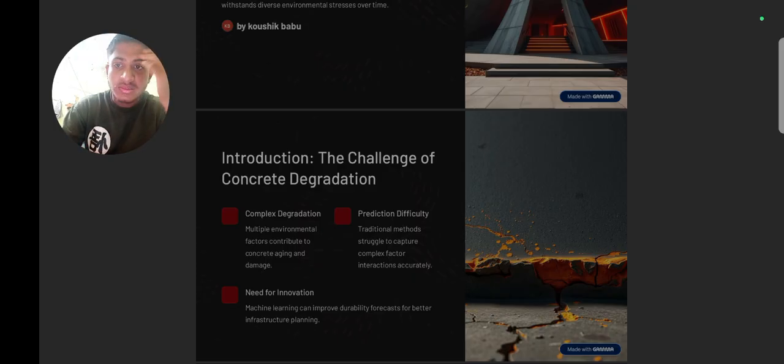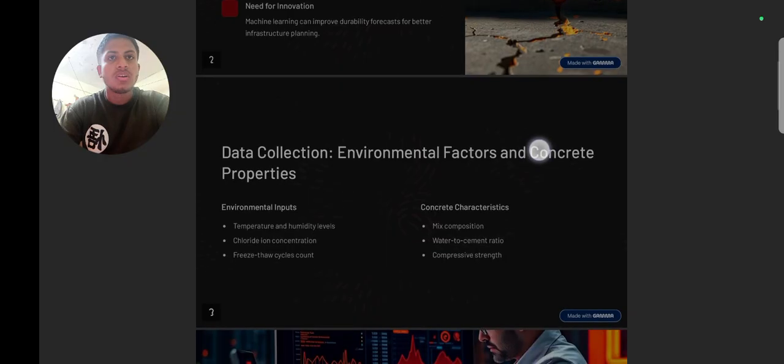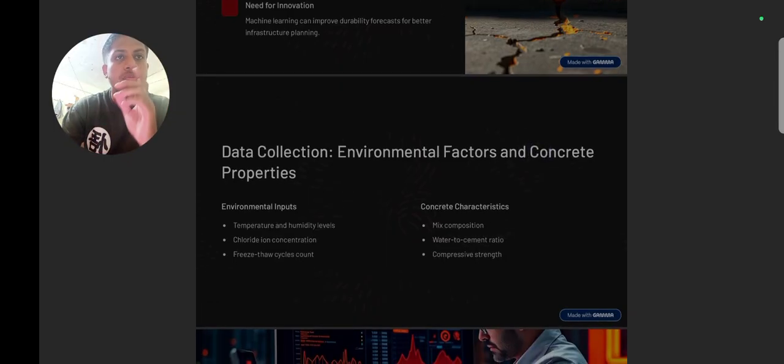Some key challenges are environmental exposure, chemical reactions, mechanical stresses and fatigue, corrosion of reinforcement, environmental and climate change impacts, and the lack of predictive models for long-term durability, etc. Next one, environmental factors and concrete properties.